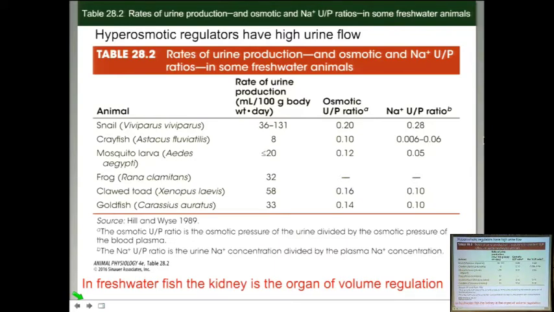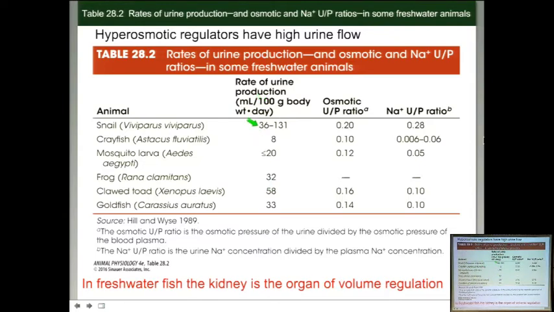Now, the thing about hyperosmotic regulators is that they have a high urine flow. And so here are some rates of urine production in snails, crayfish, mosquitoes, frogs, toads, and goldfish. And you can see that their rates of water production here are 36 to 131 milliliters per 100 grams of body weight per day. So these have been normalized to a 100-gram organism.